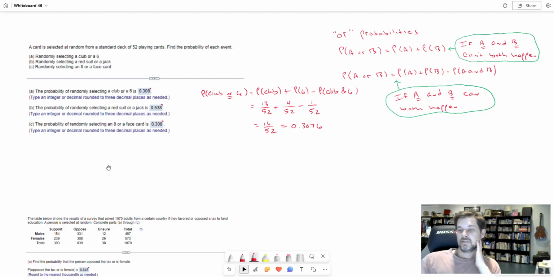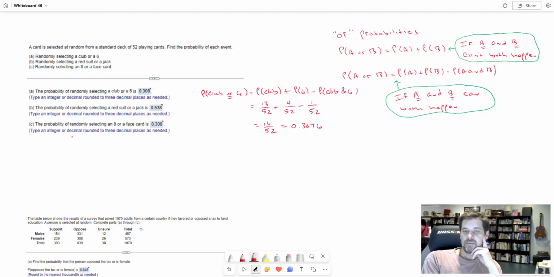But let's look at the last one for a little variety. What's the probability of selecting an 8 or a face card? Now, can these events both happen? Could you pick a card out of the deck and it's both an 8 and a face card? Because which formula we use depends on if the events in question can't both happen at the same time or can both happen at the same time. You can't pick a card out of the deck and it's both an 8 and a face card. So we would use this first formula up here.